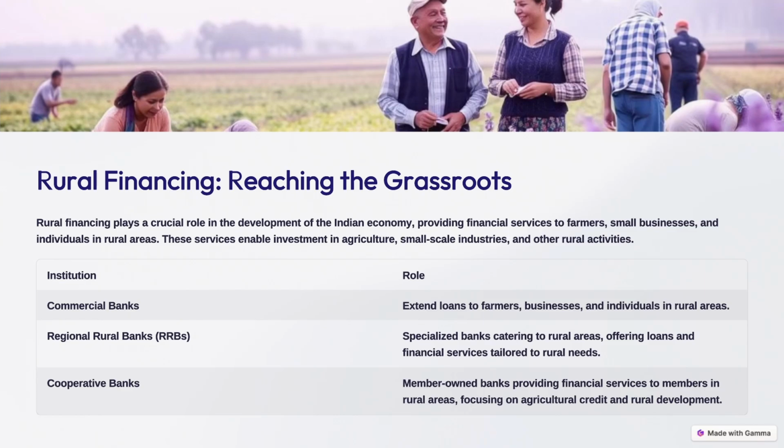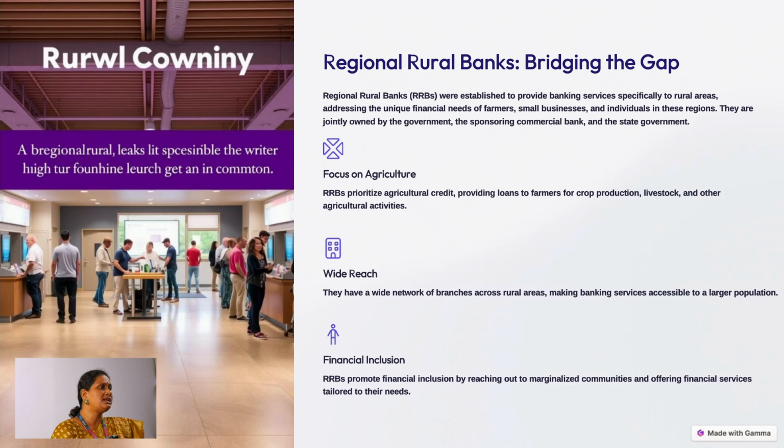Rural financing is critical to India's socio-economic development. Institutions included are commercial banks, who extend credit for agriculture and small scale industries; regional rural banks, which offer tailored solutions for rural credit needs; cooperative banks, which provide affordable financial services at the grassroots; and the regional rural banks, who address the unique financial needs of rural areas. Their focus on agricultural credit fosters productivity and food security. By reaching unserved areas, RRBs promote financial inclusion and equitable development.